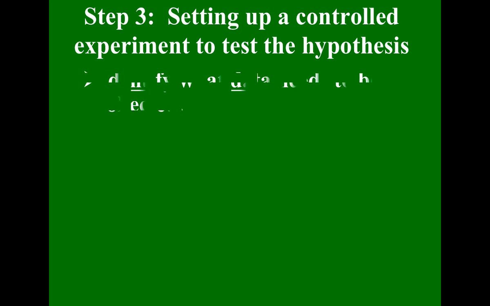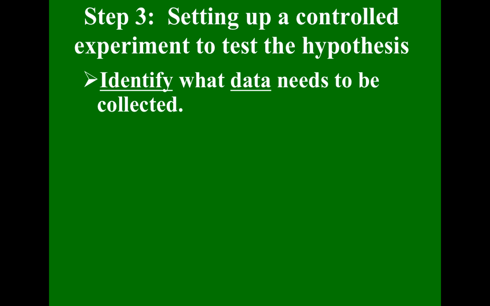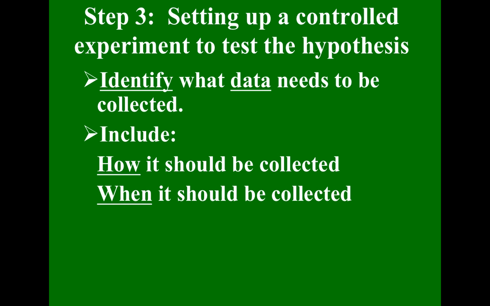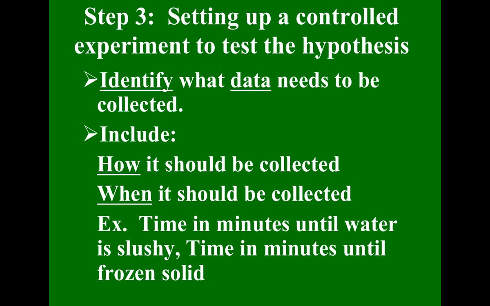In your controlled experiment, you need to identify what data you want collected. Are you going to collect how much time it takes, or how many ice cubes it freezes in a certain amount of time, or what kind of data are we going to be collecting? So you need to include how it should be collected. Are we going to be taking a temperature? Are we using a timer? And when it should be collected? We're going to do it every 5 minutes. So we could do, for example, time in minutes until the water is slushy, and then the time in minutes until it is frozen solid.